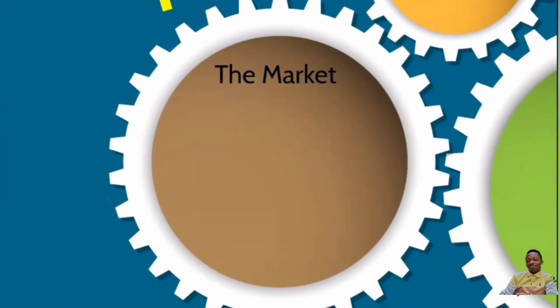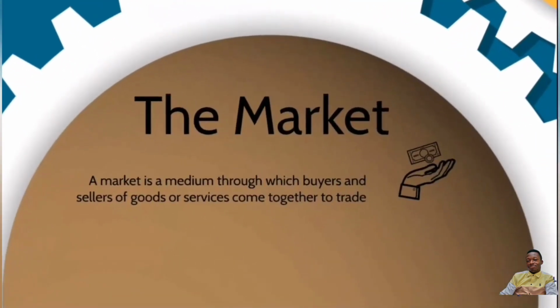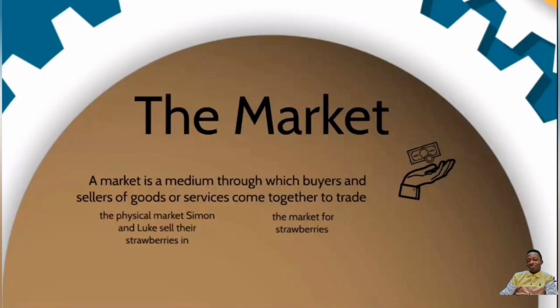Let's start by giving ourselves a quick definition of what the market actually is. Technically, a market is a medium through which buyers and sellers of goods or services come together to trade. But there are two different ways we can understand the word market. One way is the physical market in which Simon and Luke will sell their strawberries, or the literal gathering of buyers and sellers. However, there is a more abstract notion of the market. This refers to the potential for trade. For example, is there really a market for strawberries in Wimbledon during the summer?